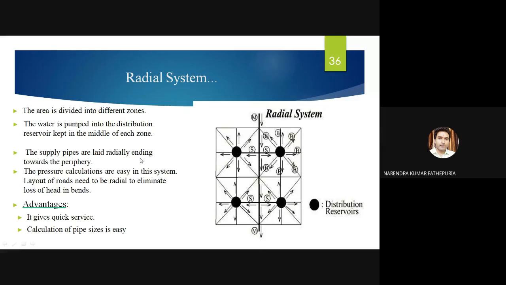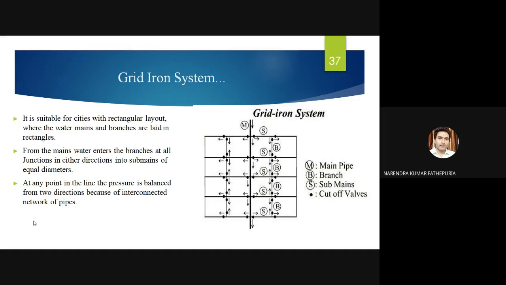The supply pipes are laid radially, ending towards the periphery. The pressure calculations are easy in this system. The layout of roads needs to be radial to eliminate loss of head in the bends. These are the advantages. It gives quick service, and calculation of pipe size is easy. These are the disadvantages for it.